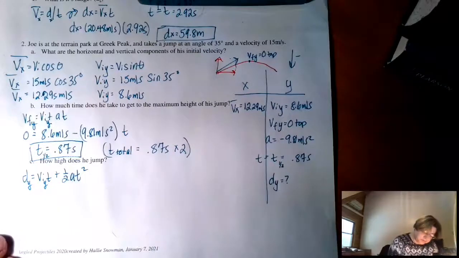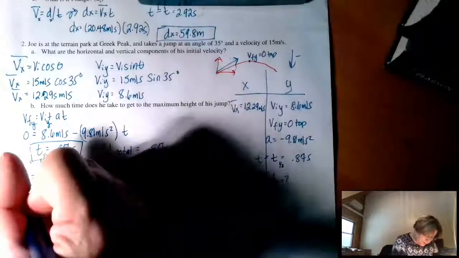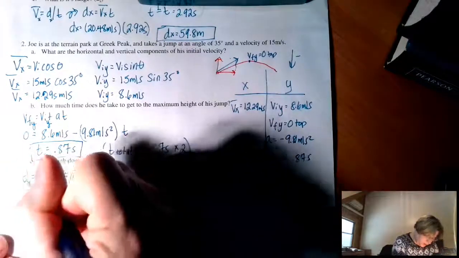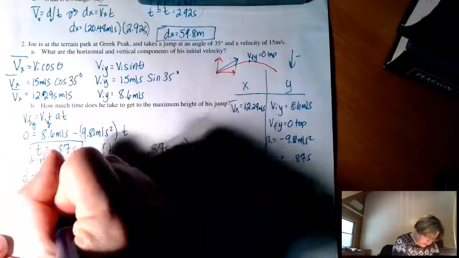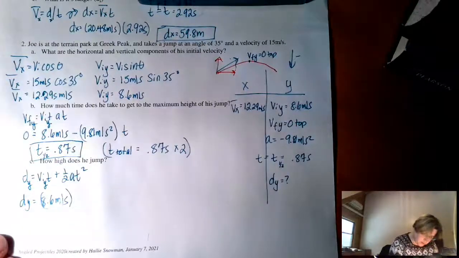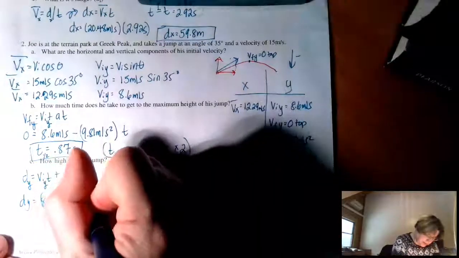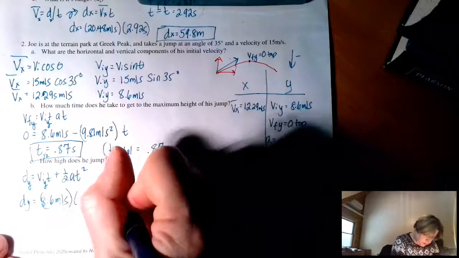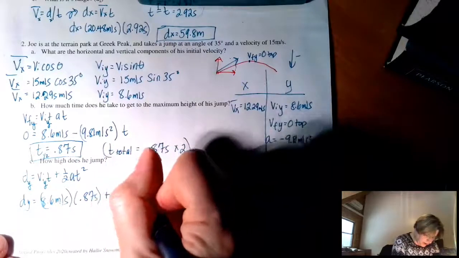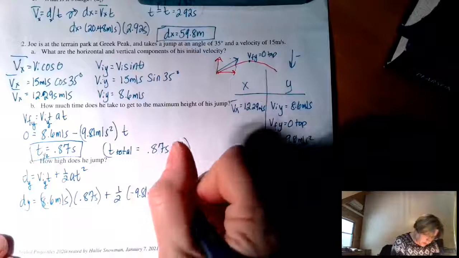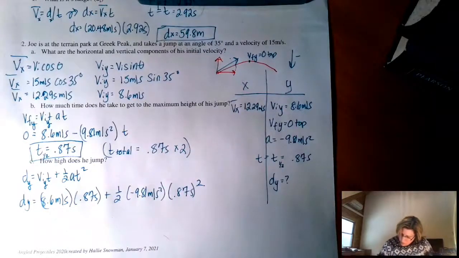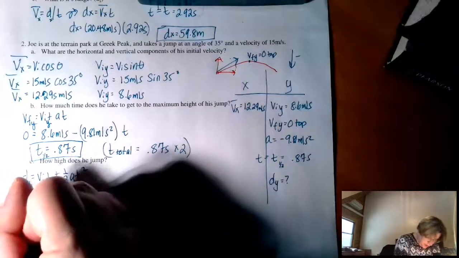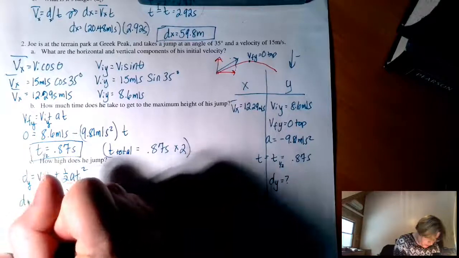All right, we're looking for dy. So dy equals Viy, 8.6. Again, notice I am not putting the 15 in here because that's diagonal. Times a half time, 0.87 seconds. Plus 1/2 times negative 9.81 times 0.87 seconds squared. Okay. When I do the algebra on that, I get that dy equals 240 meters.